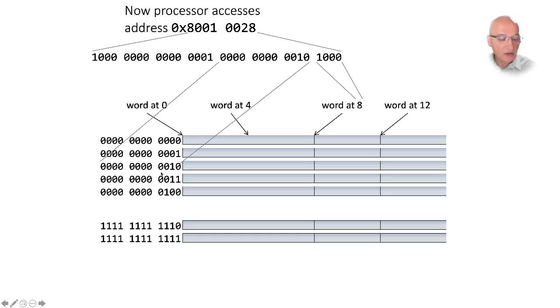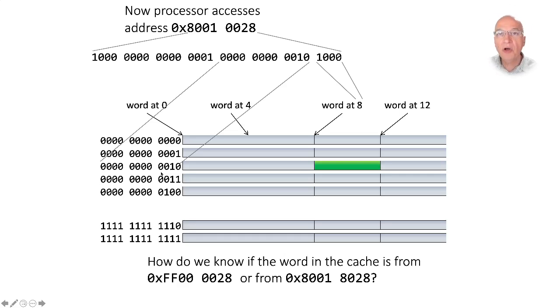So the question now is, how do we know if the word that's in the cache is from the address 0xF000028 or from the address 0x80018028? Both of those would be exactly in the same place in the cache, as we could see when we decompose the address into the index to find the position, the block into the cache, and the word offset.